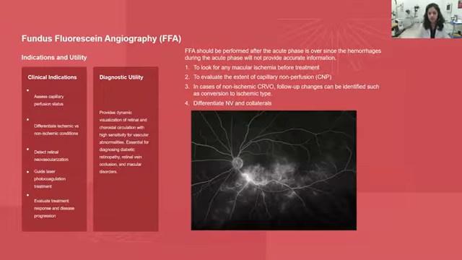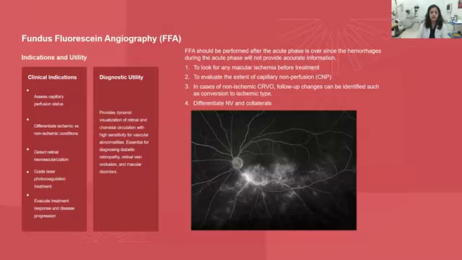the development of RVO, when we perform it, we do it to look for any macular ischemia by looking at the foveal avascular zone, to evaluate the extent of capillary non-perfusion. In case of non-ischemic CRVO, to follow up changes that can be identified, such as conversion to ischemic type, and to differentiate neovascularization and collaterals in cases which are very confusing, where you're not sure if it's collaterals or neovascularization. Then neovascularization will leak on FFA, whereas collaterals will not leak.